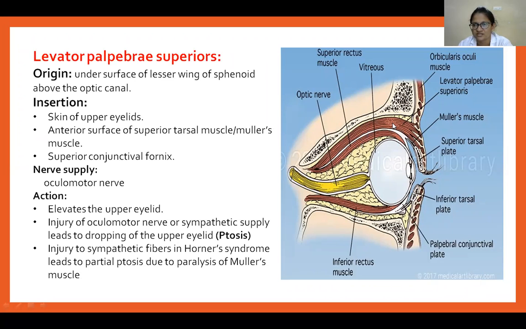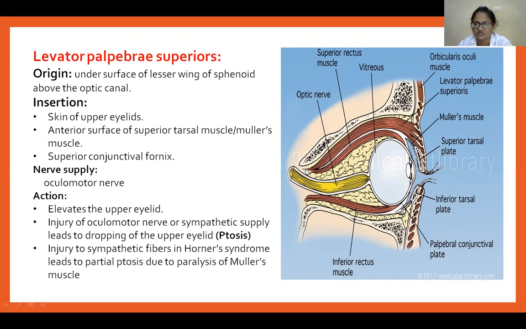So this is the levator palpebrae superioris. Coming to the origin of this levator palpebrae superioris, it gives origin from the under surface, or inferior surface, of the lesser wing of the sphenoid, above the optic canal. See, this is the optic canal. From this optic canal the optic nerve passes. So above the optic canal and under the inferior surface of the lesser wing of the sphenoid, it gives origin.